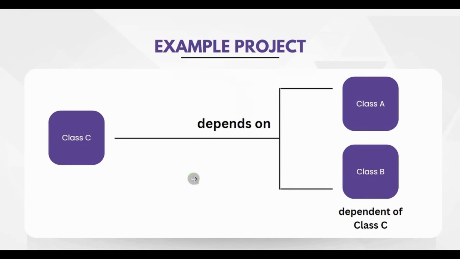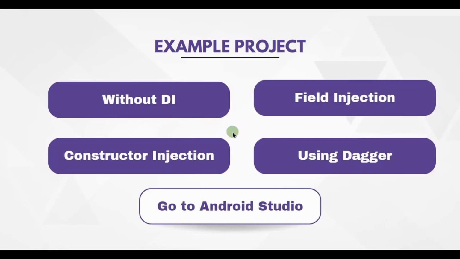I have divided the project in 4 cases. In first case, we will write the code without any use of dependency injection. Then in second case, we will write the code using manual field injection. Then in the third case, we will write the code using manual constructor injection. And then in the fourth case, we will write the code using Dagger. Got it? Let's go to Android Studio and create it.